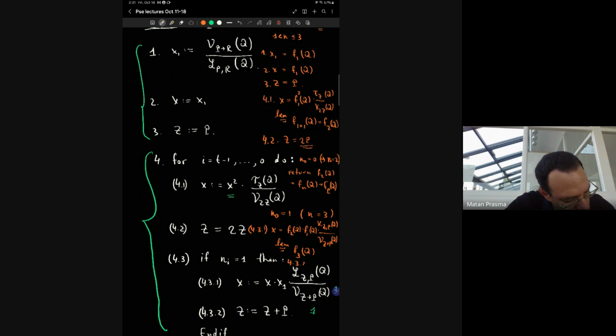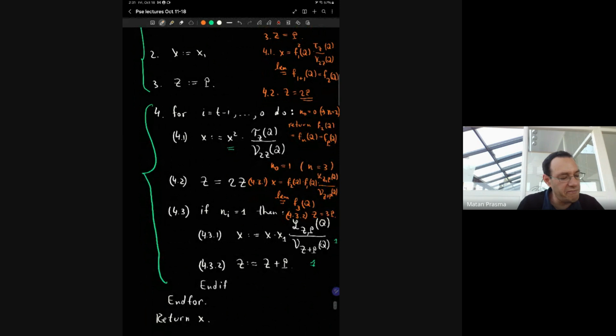4.3.2, I put Z to be 3Z, 3P. And that's it. I end the if statement, and I end the for loop, and I return x. So again, I returned what I needed to return. And you can prove by simple induction that the whole algorithm works.